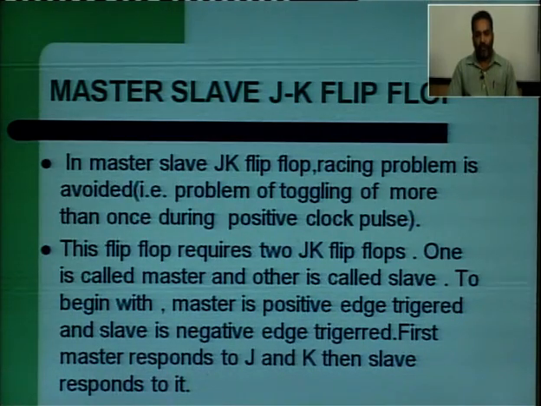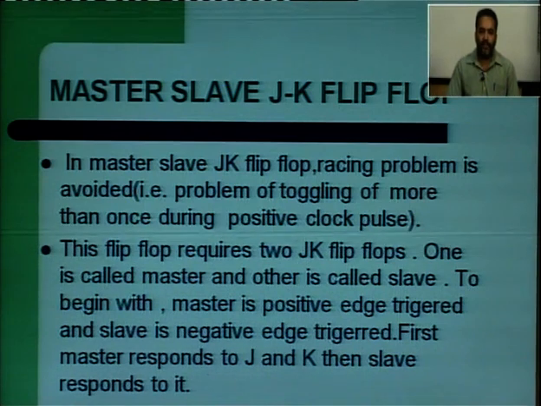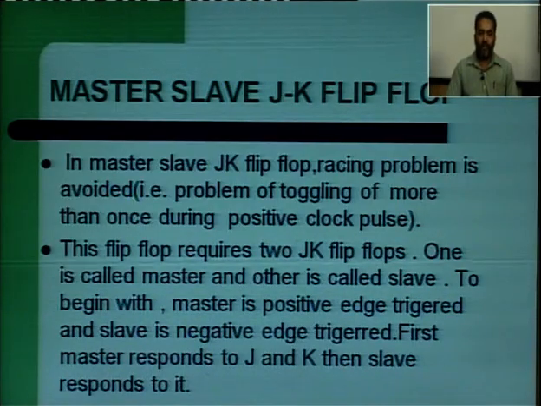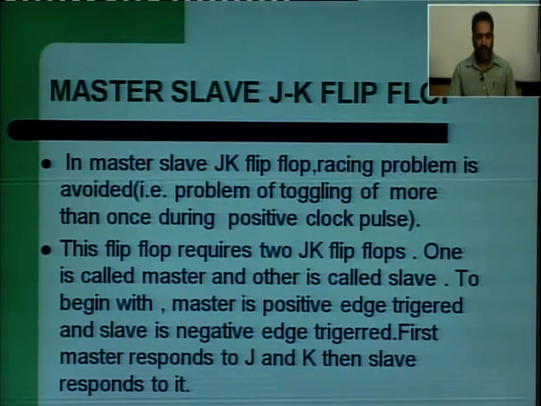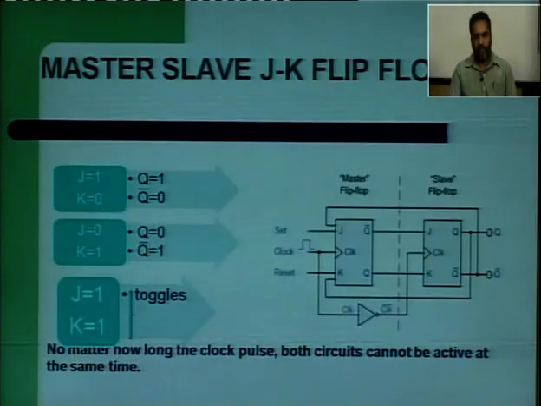This flip flop requires 2 JK flip flops. One is called master and the other is called slave. To begin with, the master is positive edge triggered. This is a difference between master and slave. The master is a positive edge triggered and the slave is a negative edge triggered flip flop. First the master flip flop responds to the JK inputs and then the slave follows it. That is why the first one is called master and the second one is called slave, because the slave follows the master flip flop.